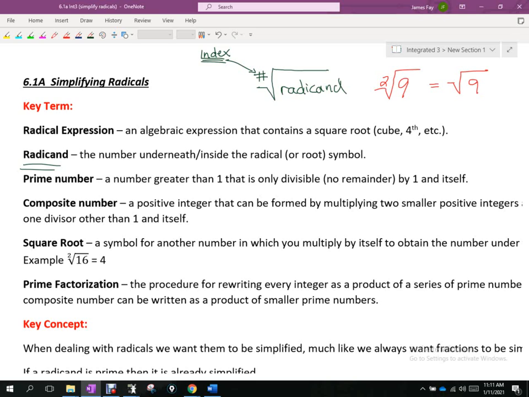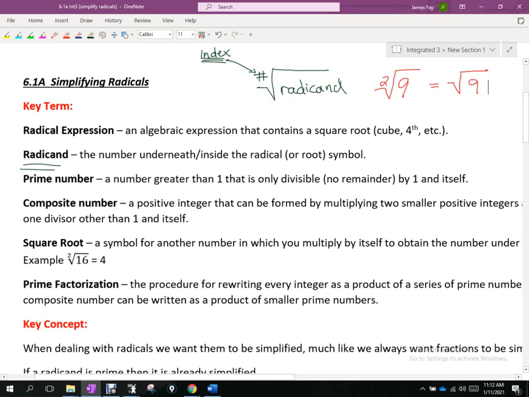Basically what that number out front means is, I'm going to come down here to the square root term. Okay? Square root is a symbol for another number that you multiply by itself to obtain the number underneath the radical. So this is referred to as the square root of 9. A lot of times people call it radical 9, which is fine. When I say radical 9, I'm talking about square roots.